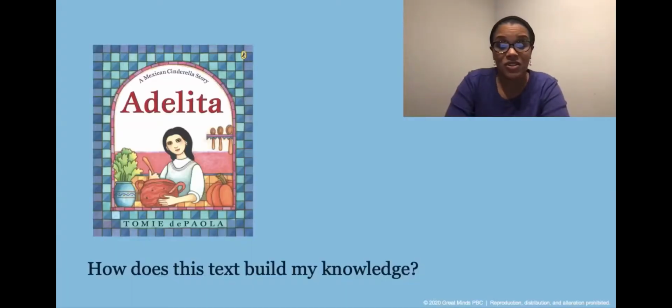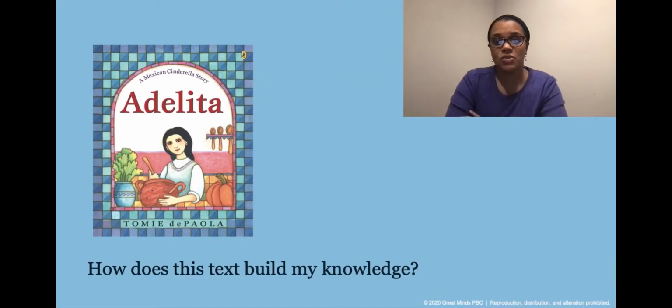In previous work, you had an opportunity to think about how introductions and opinion paragraphs work, as well as reflect on the knowledge you've built by reading Adelita. Today, you'll continue to reflect on the knowledge you've gained and the skills you've learned by reading Adelita, but you will also compare Adelita's experiences to another character. And the question that will frame our learning for today is, how does this text build my knowledge?